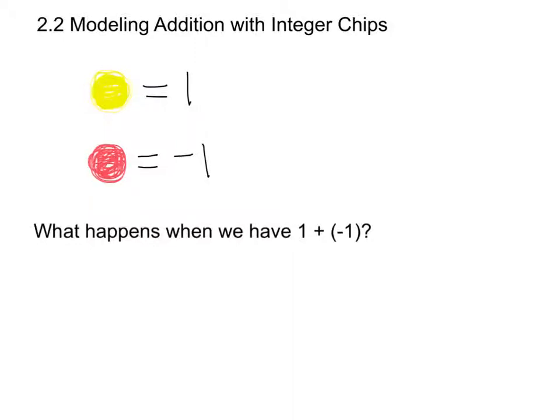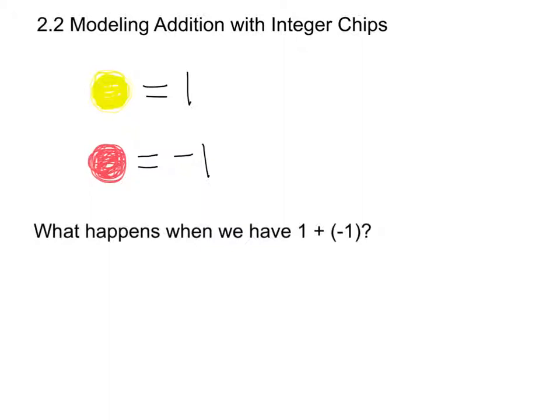Today's lesson is on modeling addition with integer chips. With integer chips, we're going to use little yellow circles and red circles. The yellow circles are going to represent +1, and the red chips are going to represent -1. The reason we need positives and negatives is because, remember, integers are the set of positive and negative whole numbers.